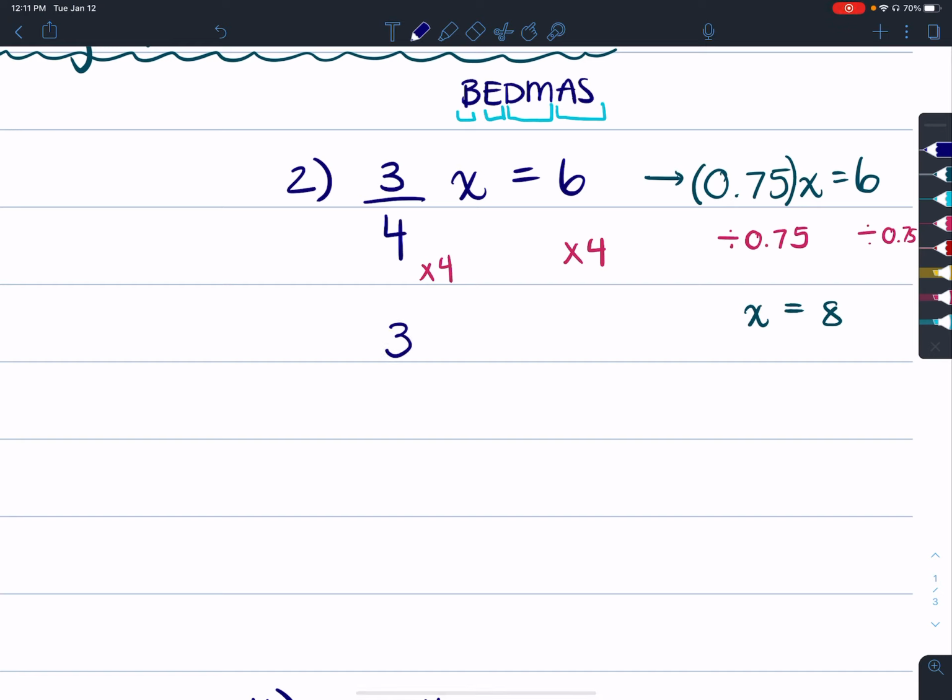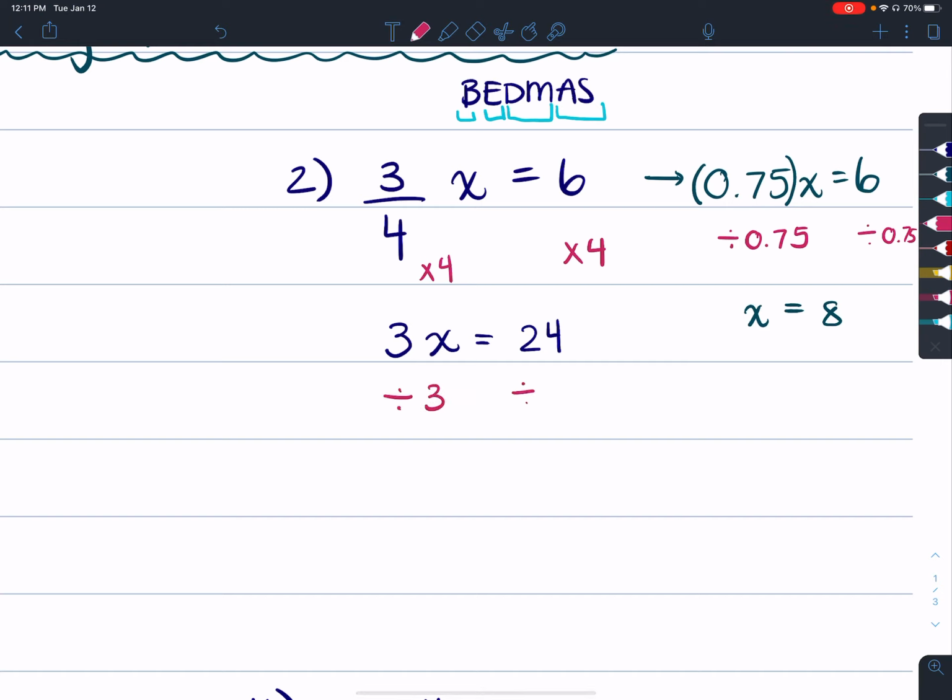What's left on this side is 3x, since I have now canceled out that division of 4. And on this side, what's left is 6 times 4, which gives us 24. Now what I have left here is 3 times x equals 24. To undo my times 3, I have to divide by 3.